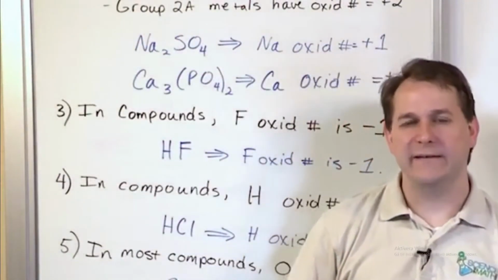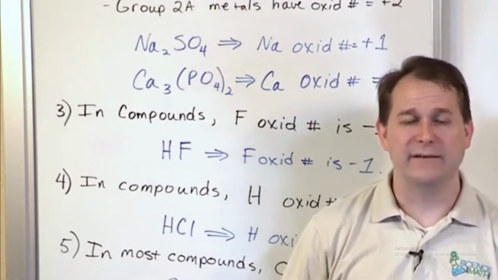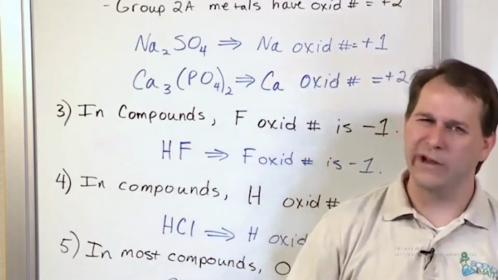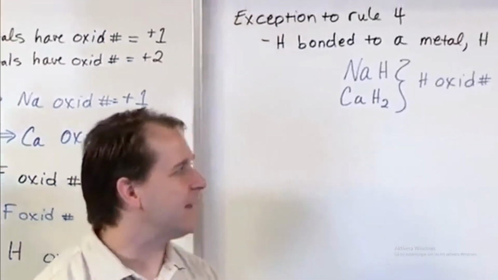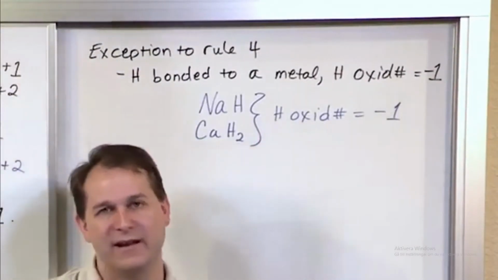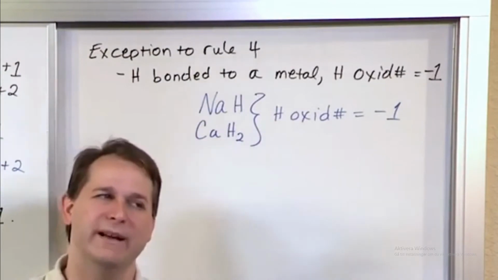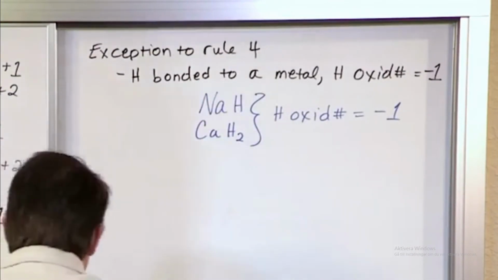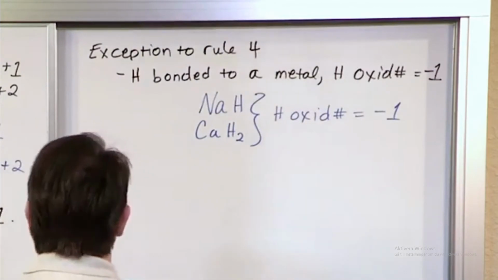But in the crazy cases when you have metal hydrides, like sodium hydride or calcium hydride or something like that, that's weird when it's bonded to a metal. In that case, the oxidation number of hydrogen is negative 1. So we put it as a footnote because it's not very common, but you need to know about it. Okay? Only one more exception, then we're done.